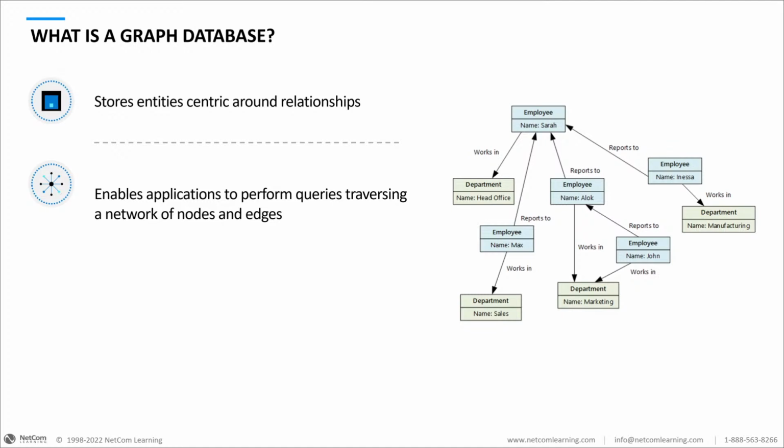the node, which you can think of as the instance of an entity, and the edges, which specify the relationships between nodes. So here we've got an employee whose name is Sarah, and she works in a department called head office, and we have an employee whose name is Alec, who reports to Sarah, and we have an employee Anissa who reports to Sarah, and so forth. You can see by the arrows the directions that the data flows in this graph database, and it enables applications to perform queries traversing a network of nodes and edges.